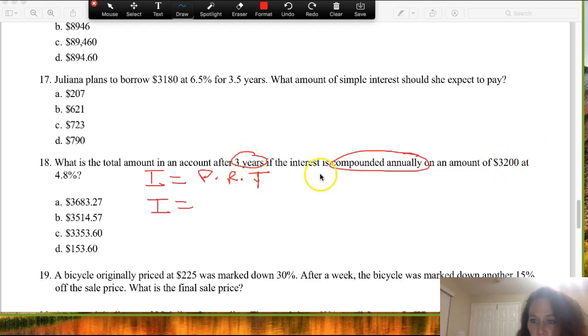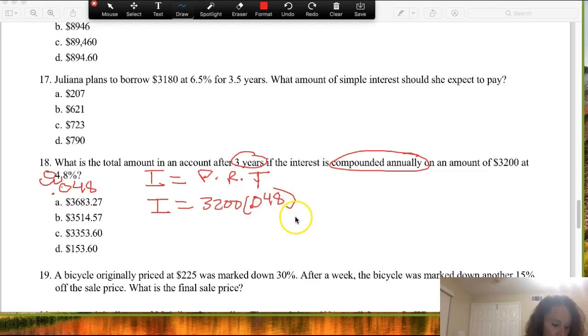All right, so if we have $3,200 and our rate, remember our rate is in percent form, we have to move it 2 spots to put it in decimal form. So it would be point, and we'll put a 0 there, 0.048. So our rate would be 0.048. And our time, well, our time is going to be 3 years. However, we're going to do it annually.